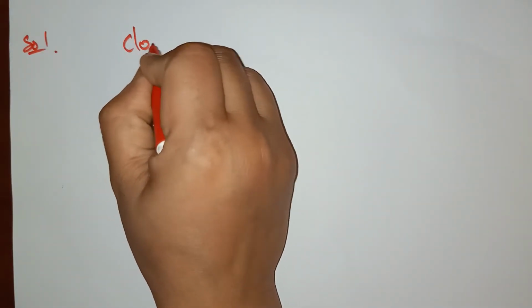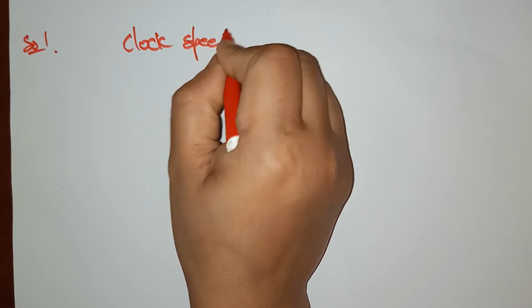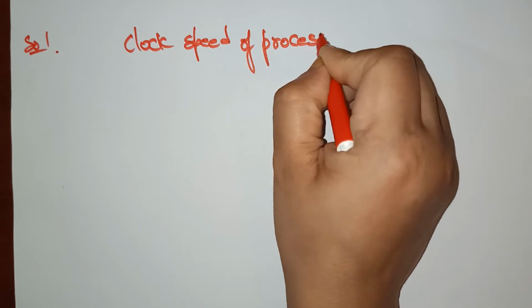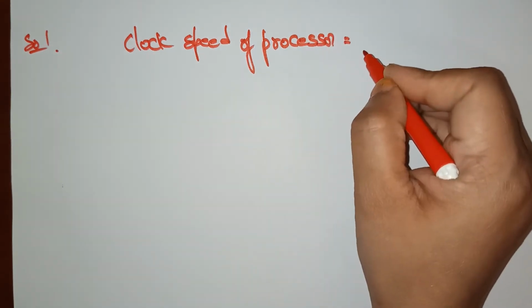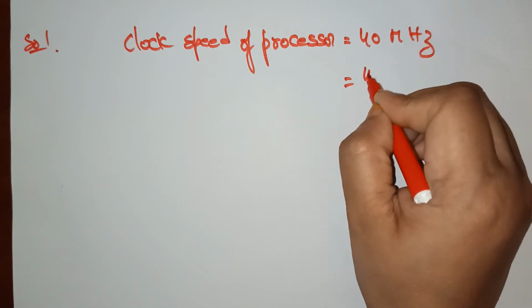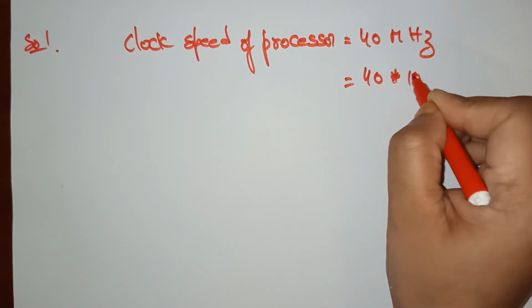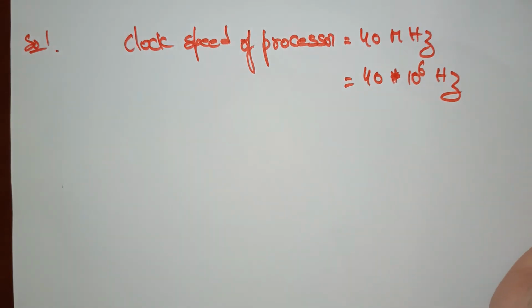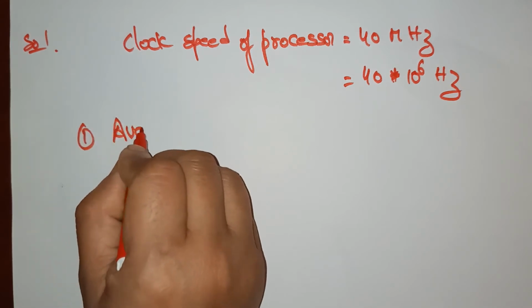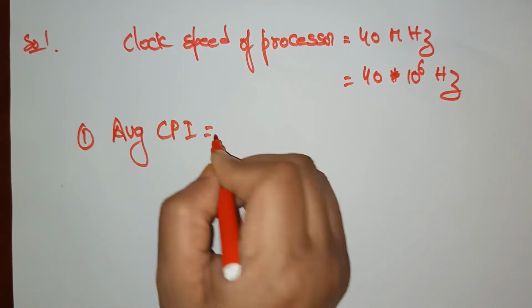First, what is the speed given? The clock speed or clock rate of the processor is given as 40 megahertz. Let's convert it into hertz. Always focus on the units we are taking. So 40 into 10 power 6 hertz. Now the first thing is I need to calculate the average CPI, cycles per instruction.